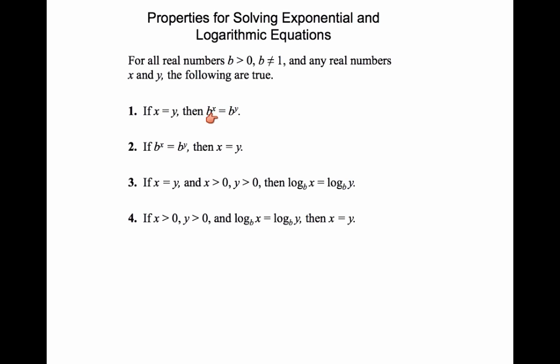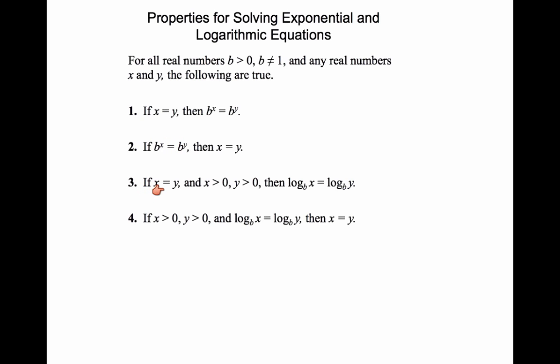In further examples, you will see that where it's possible, we make the bases on both sides of the equation the same, and from there we conclude the exponents are equal and solve for the unknown. Number 2: if b to the power of x is equal to b to the power of y, and the base is the same, then the exponents must be the same, so x must be equal to y.